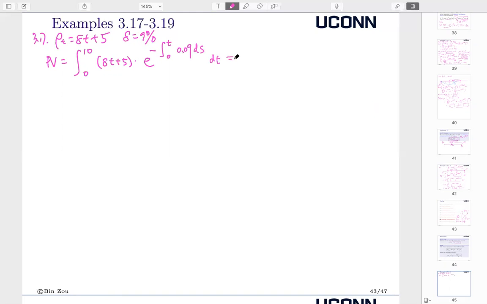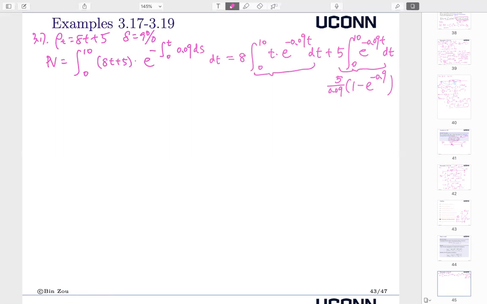Okay, so let's quickly break everything down. It will be 8 times the integral from 0 to 10 of t e to the negative 0.09 t dt, plus 5 times the integral from 0 to 10 of e to the negative 0.09 t dt. This part you should see the result right away. It should be 5 divided by the exponential order, then it's 1 minus e to the negative 0.9. This part requires integration by parts.